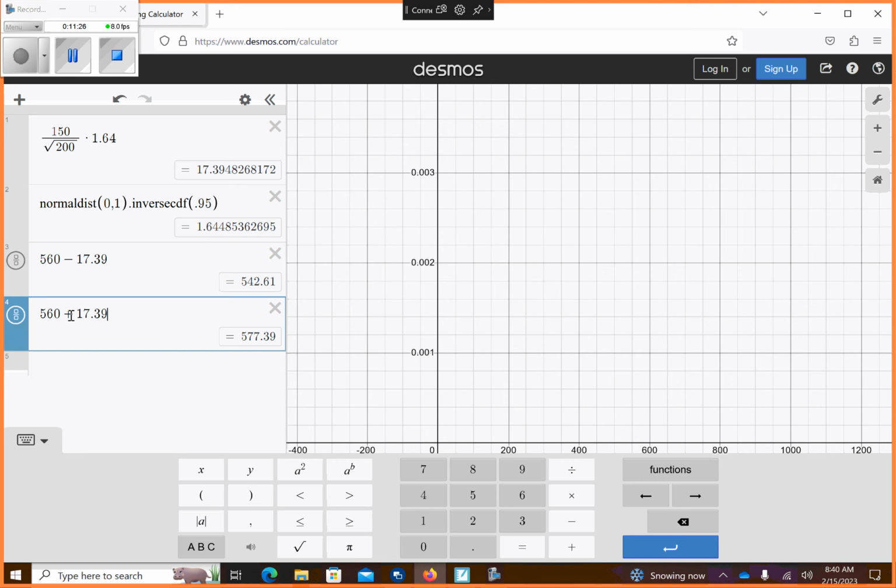The interval gets narrower. The less confident we become, the more narrow our normal distribution, that area underneath the curve, would get. Okay, and then we could say that we are 90% confident that the average spent on textbooks is between 542.61 and 577.39.